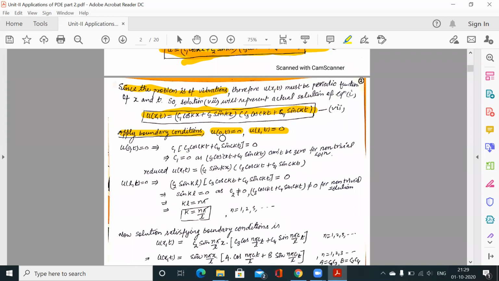So these are two conditions. First we apply u(0,t) = 0, that means at x equal to 0, u is 0. So applying x = 0, c1 cos 0, so c1 is there, c1 into 1, cos 0 is 1, plus c2 sin 0, but sin 0 is 0, so c2 will be eliminated, so only c1 is left.